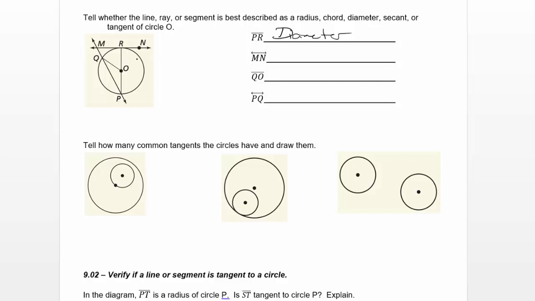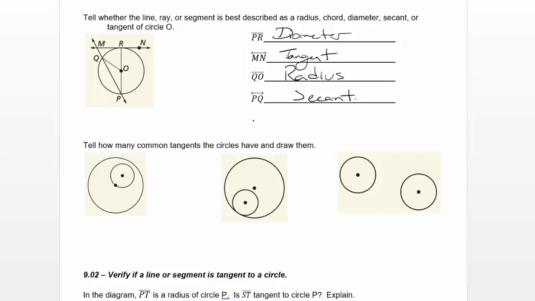Line MN intersects a circle exactly once. This is a tangent. Segment QO starts at Q, ends at the center. That's a radius. Line PQ is a line that passes through the circle and hits it twice, once at P, once at Q. That's called a secant.